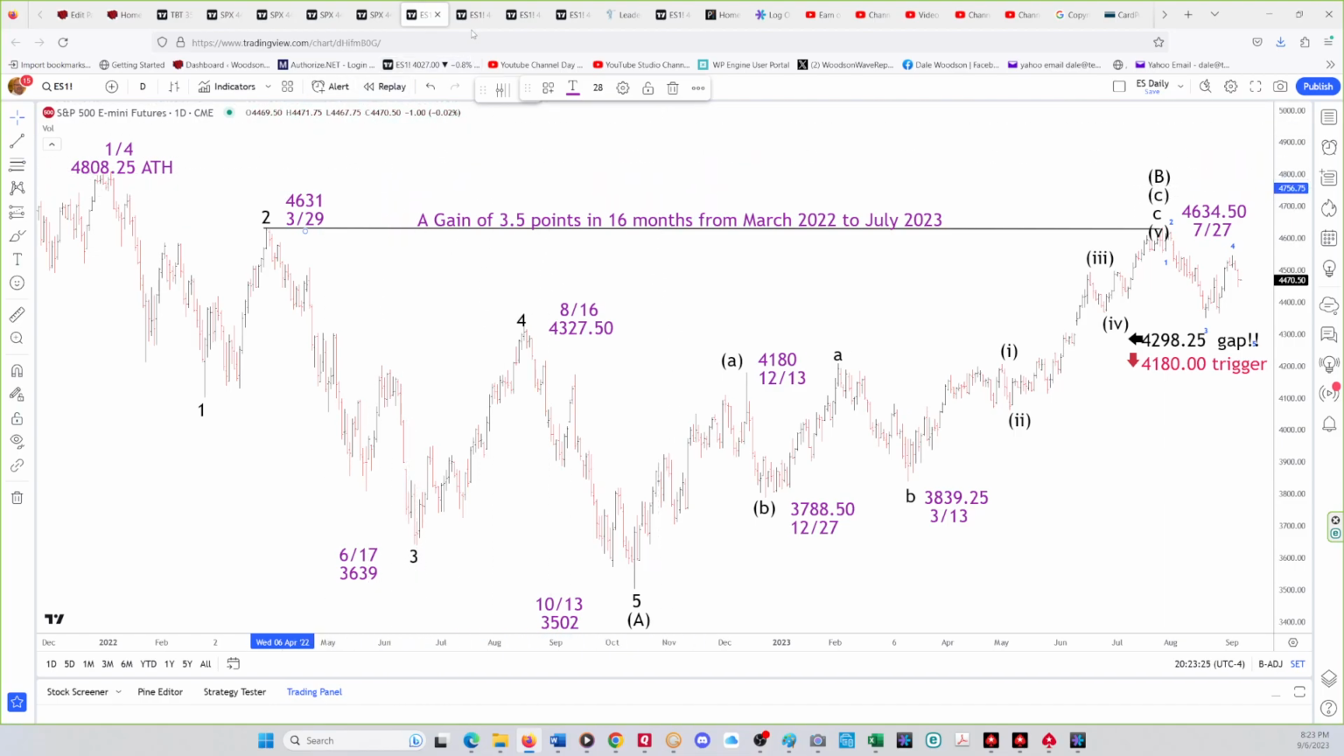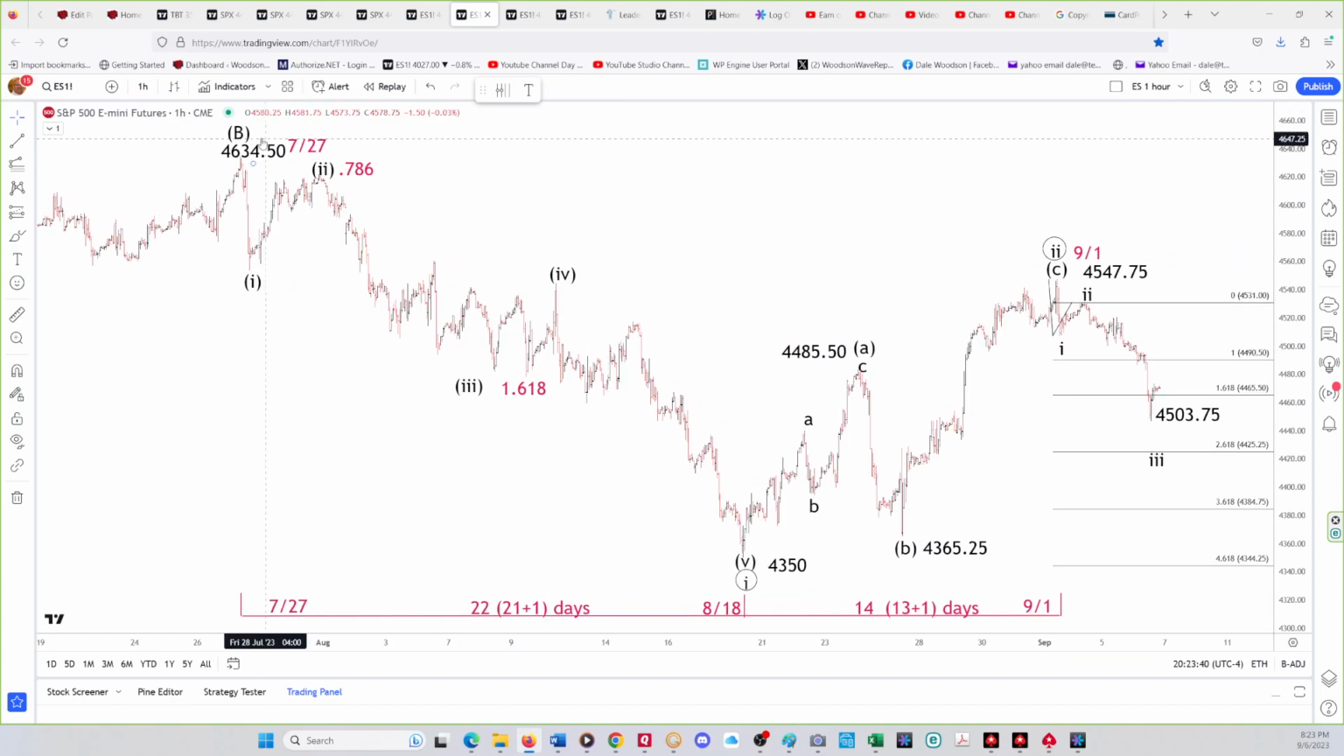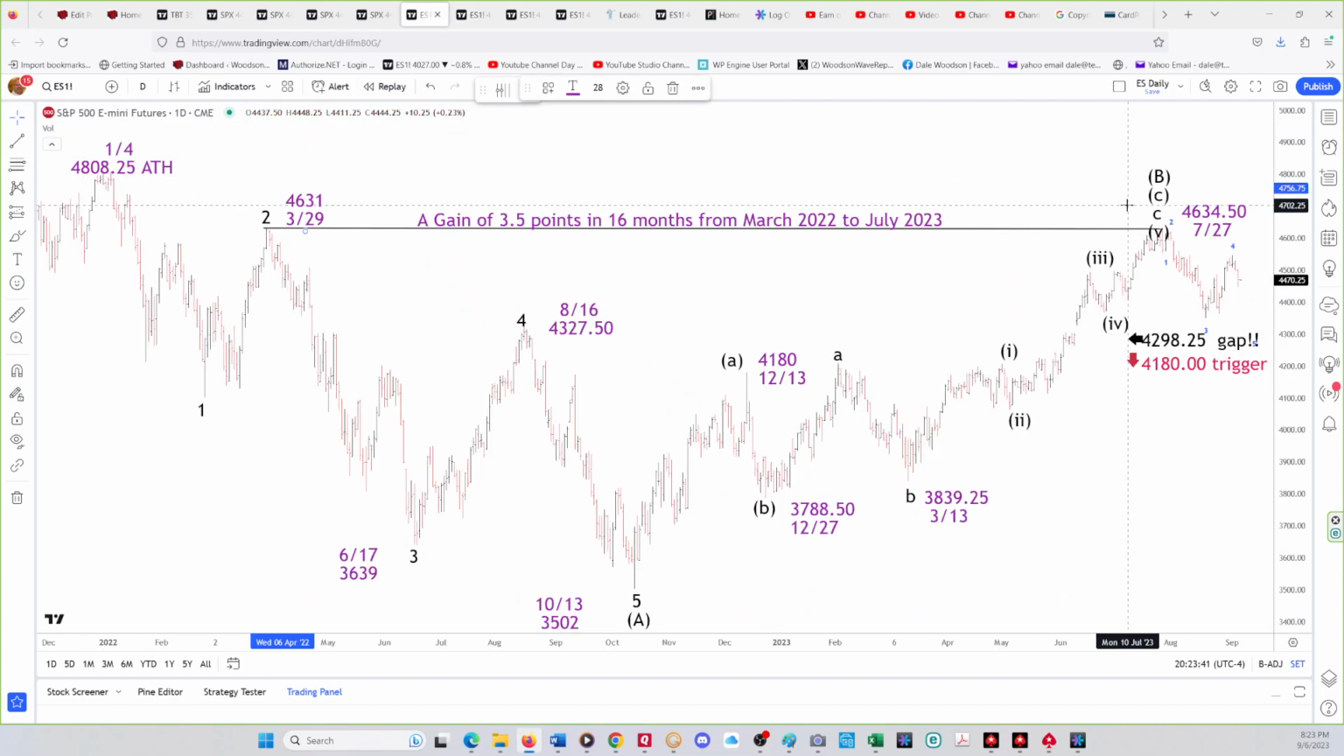Okay, let's get over from the daily, and you can see our wave count there: A up, B down, C up for the larger wave B. This is the larger wave A. A lot on there. All right, on the hourly chart, you can see from that B wave high, I'll go back here, that B wave high right here.